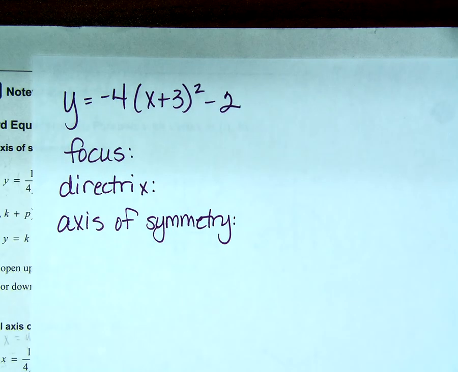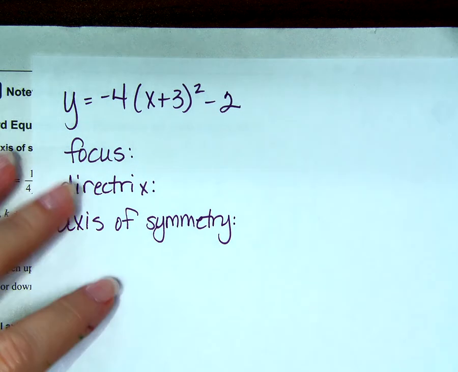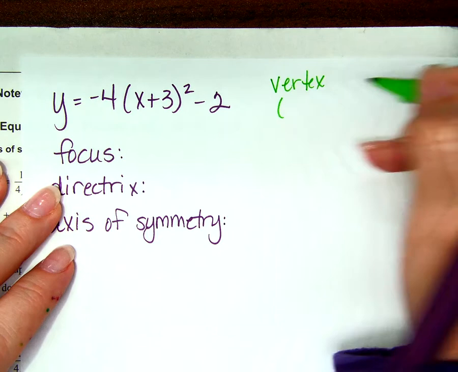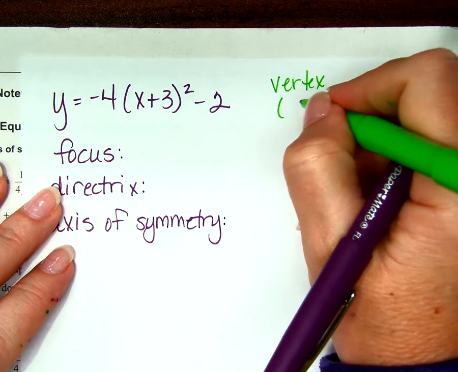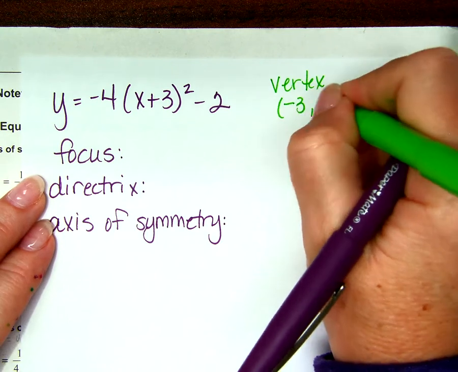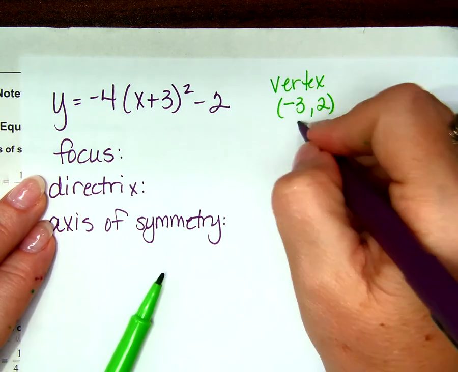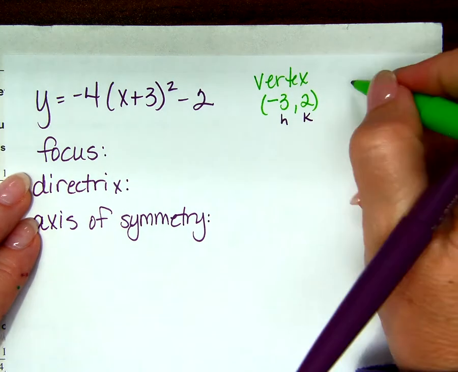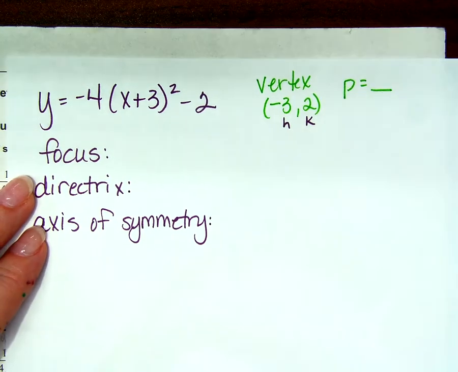Do I know any of that? I know H and K, don't I? Where's my vertex? What is it? -3 and 2. Isn't that HK? Okay. So all I have left to figure out is P, right?